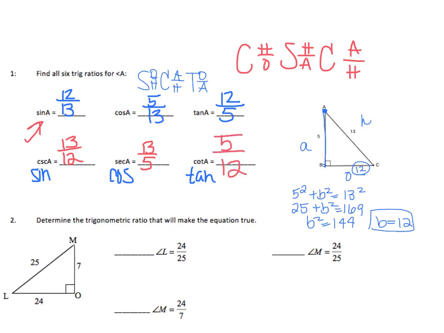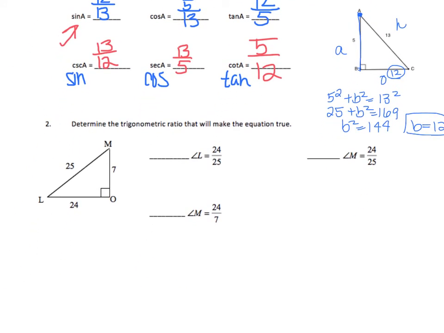Okay? All right. So now in number 2, it says determine the trig ratio that will make the equation true. So this is saying from angle L, the ratio 24 over 25, what trig function is that? So if I put my pencil on L and I draw a line to the right angle, the 24 is going to be the adjacent, which will make the 25 the hypotenuse. So I'm saying what trig function is the adjacent over hypotenuse? And that's going to be cosine.